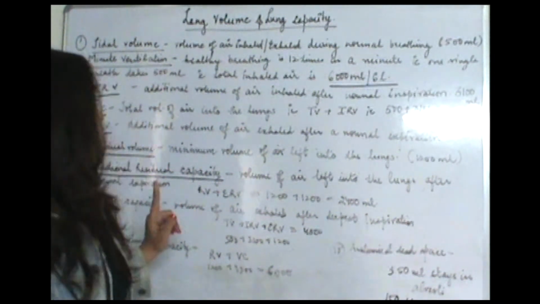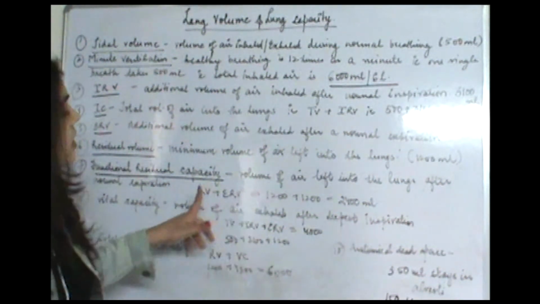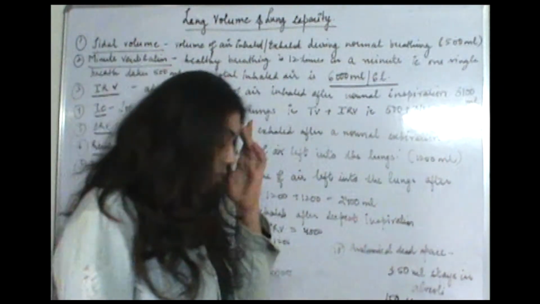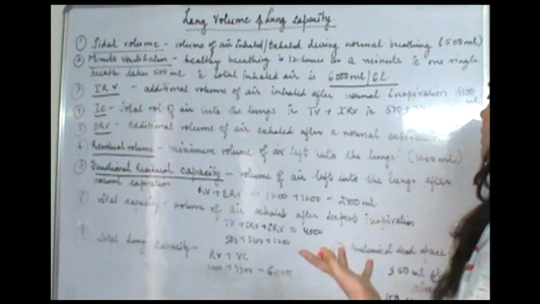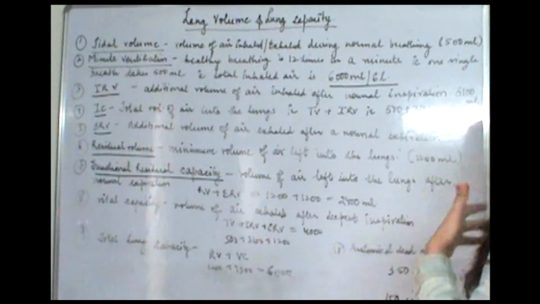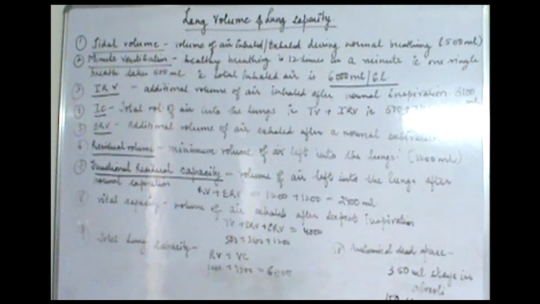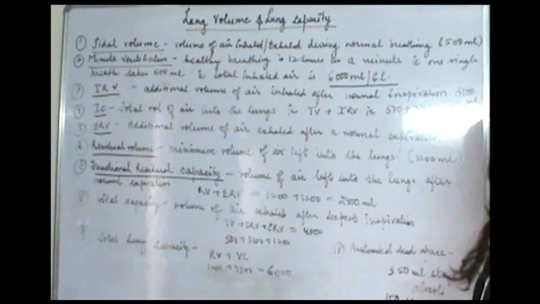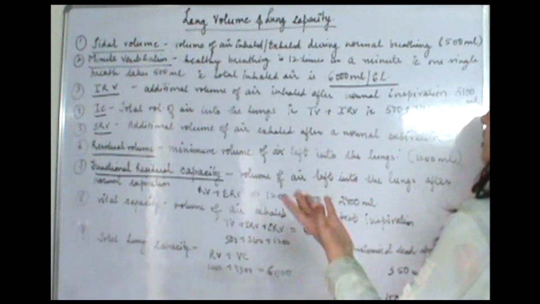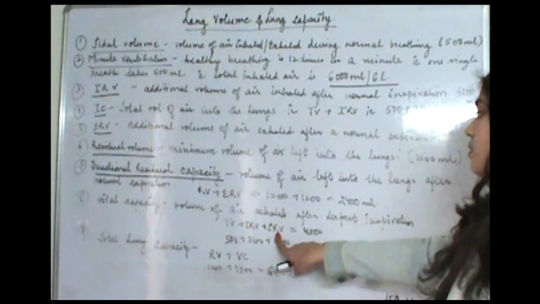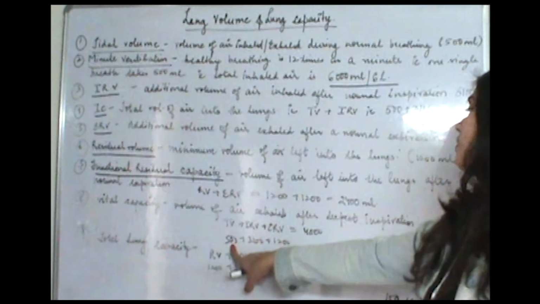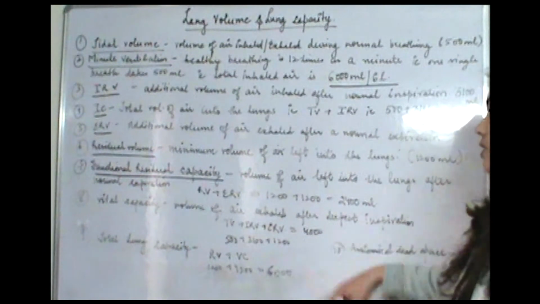Next is the vital capacity, that is the volume of air exhaled after the deepest inspiration. The amount of air you exhale after you inspire deeply is called the vital capacity. That is tidal volume plus inspiratory reserve volume plus expiratory reserve volume, which makes it 500 plus 3100 plus 1200, which gives 4800.